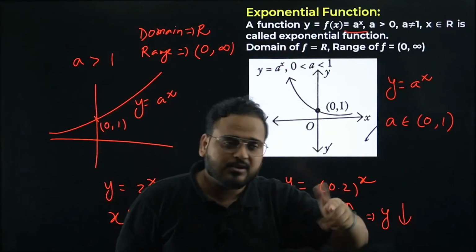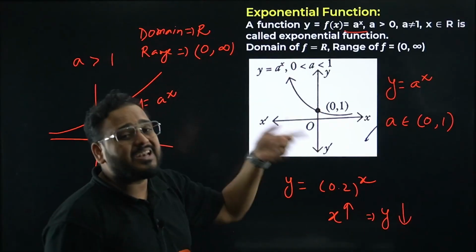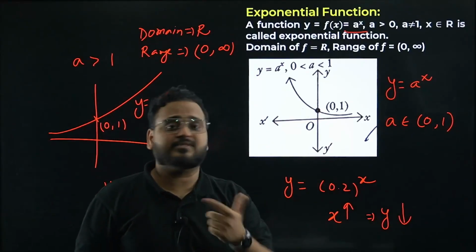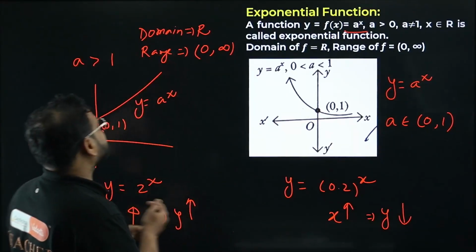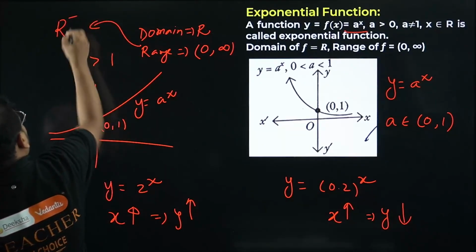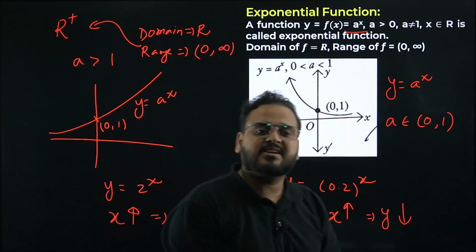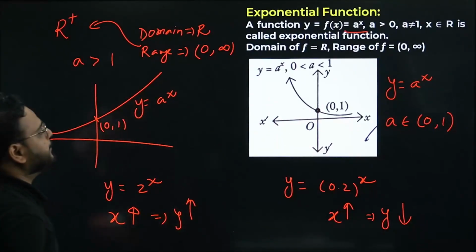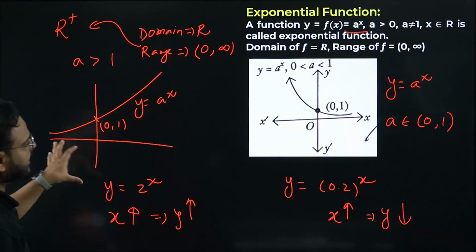Domain is all real, so input is all real. Output is only positive numbers. You don't have negative and you don't have 0 either. We can say only positive real numbers. I can also write this range as all real but only positive ones. Makes sense, right? I hope this is clear.